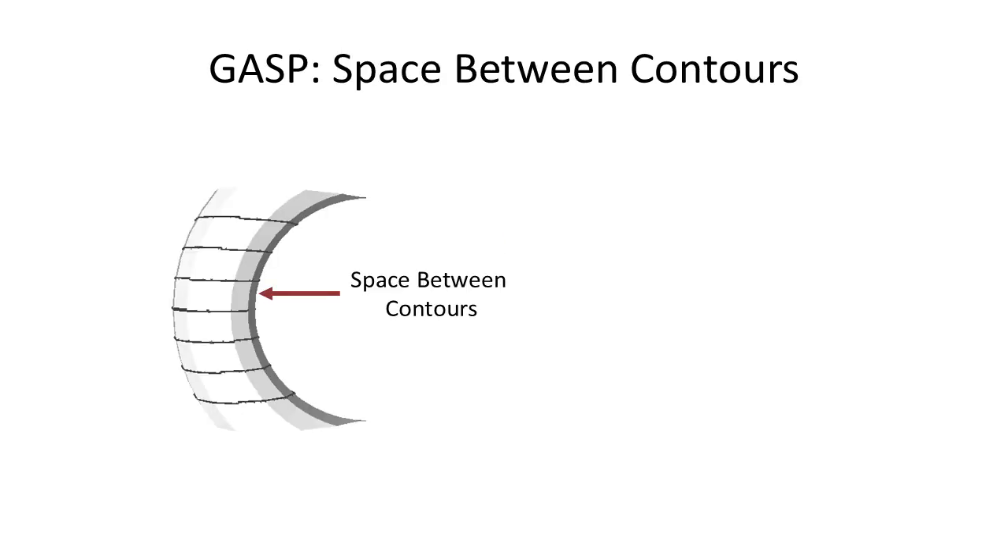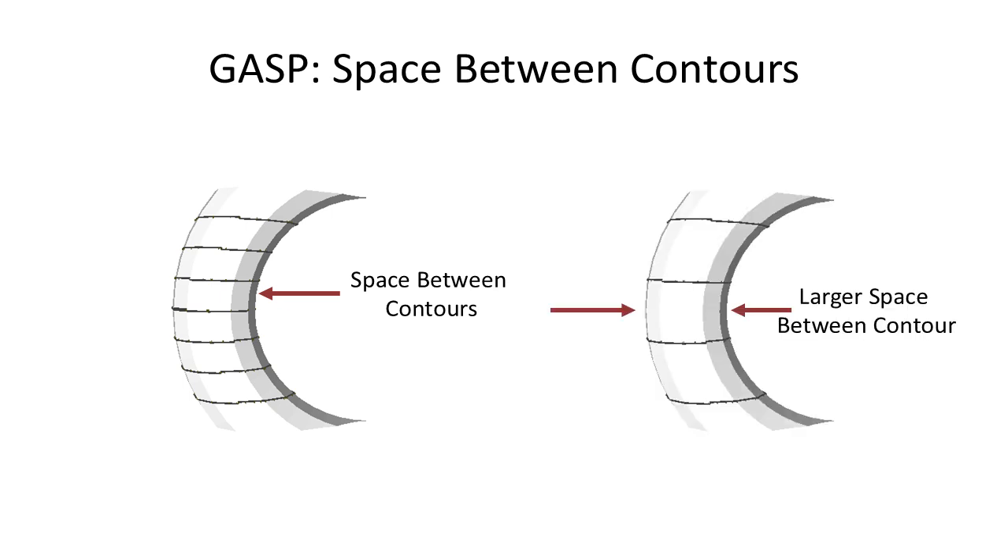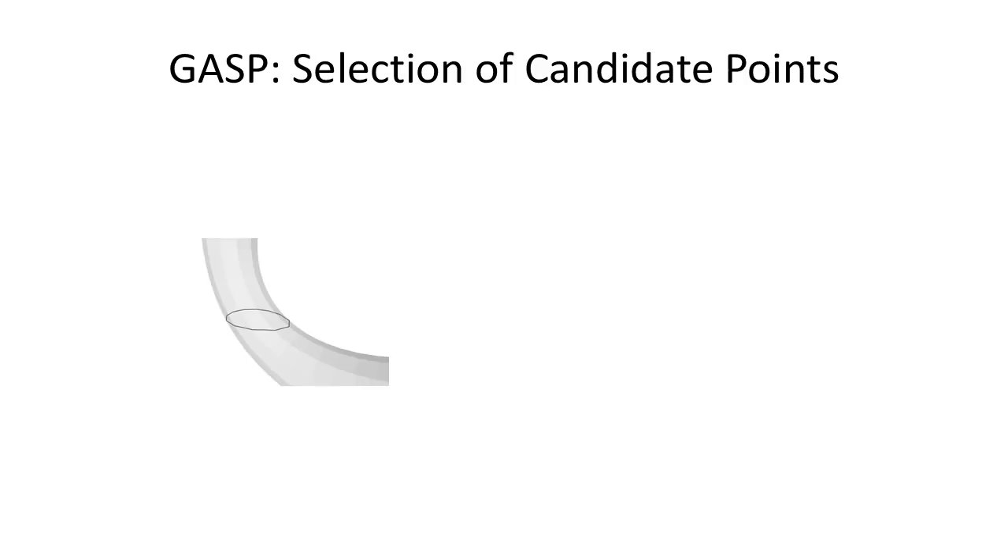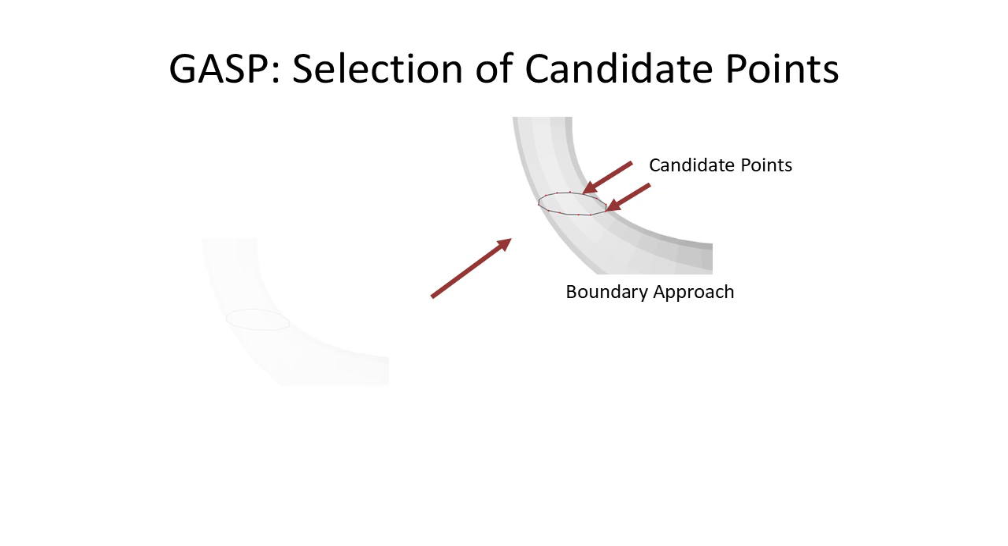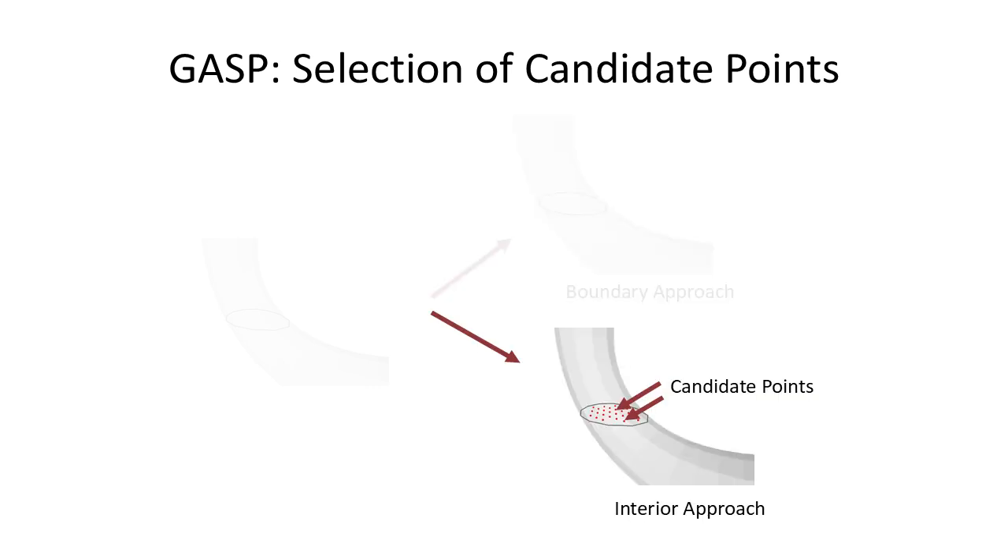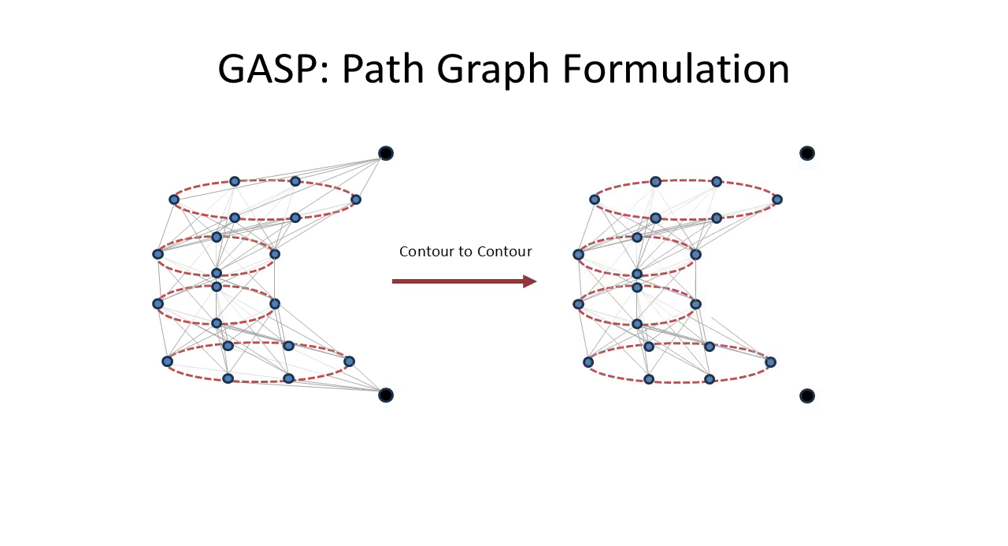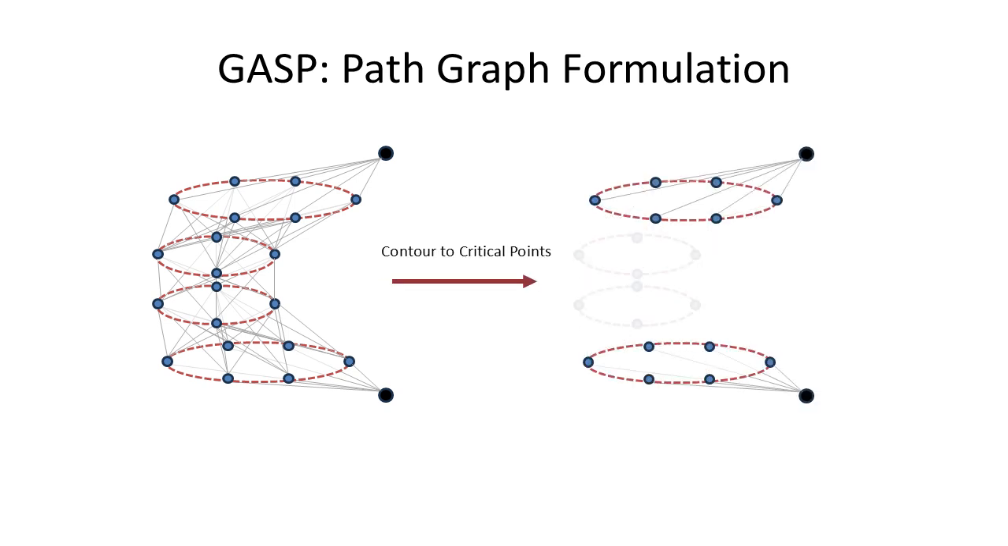The space between 2 consecutive contours is a user set parameter, which the user can increase or decrease. After extracting the isocontours, GASP then calculates candidate points from the extracted isocontours. Candidate points can be either from the contour for the boundary approach, or inside the contour for the interior approach. With the candidate points on each isocontour, a path graph is formed between the candidate points of consecutive contours and between the critical points on the first and last isocontours.